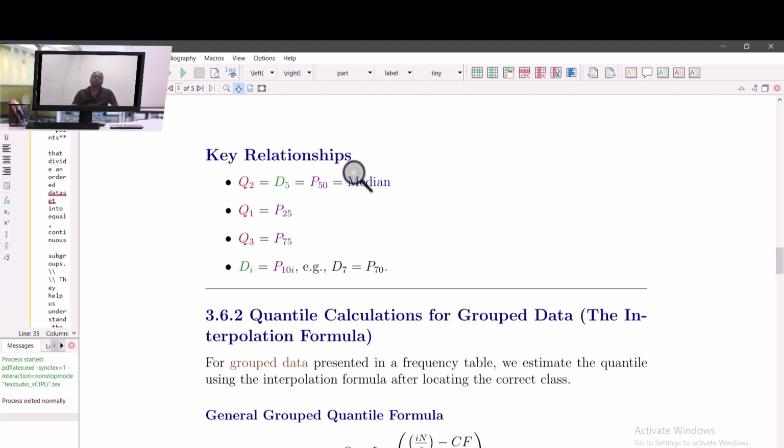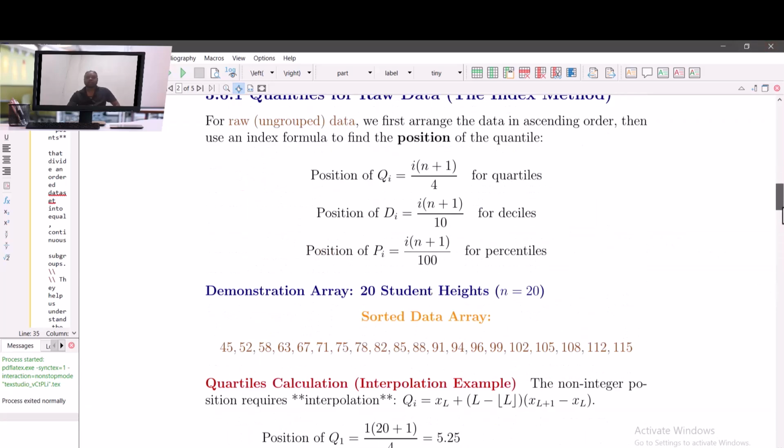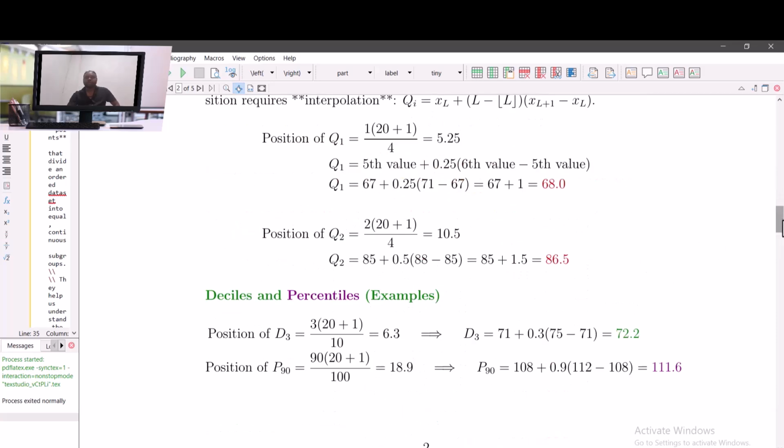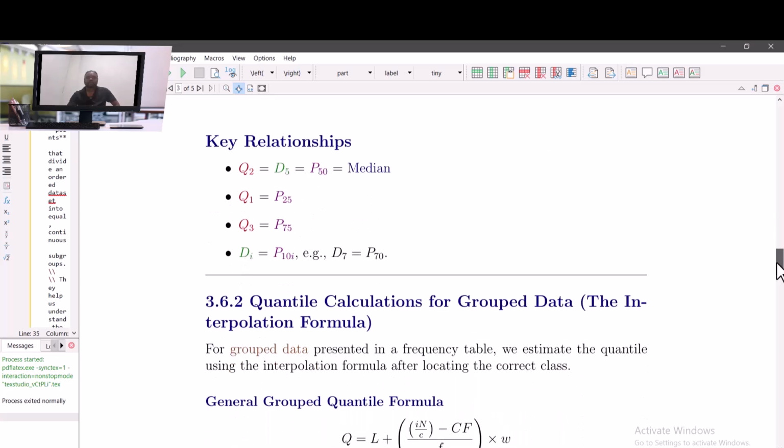From this we can understand that quartile 2, decile 5 and percentile 50 are equal to the median. We can check that quartile 2 is 86.5. Quartile 2, decile 5 and percentile 50 are all equal to the median, referring to the center of the distribution of data. Quartile 1 is equal to percentile 25, and quartile 3 with percentile 75. These are all equal.